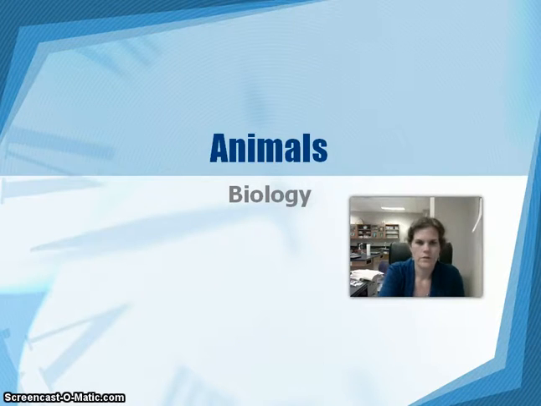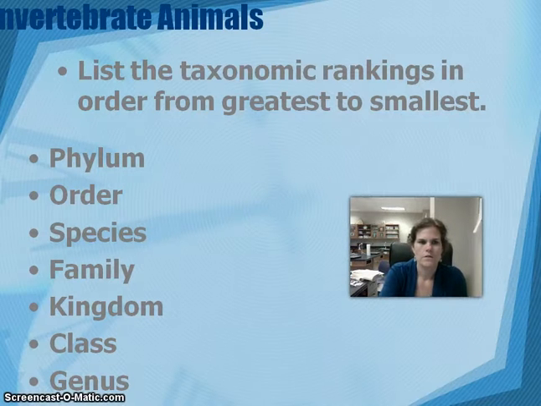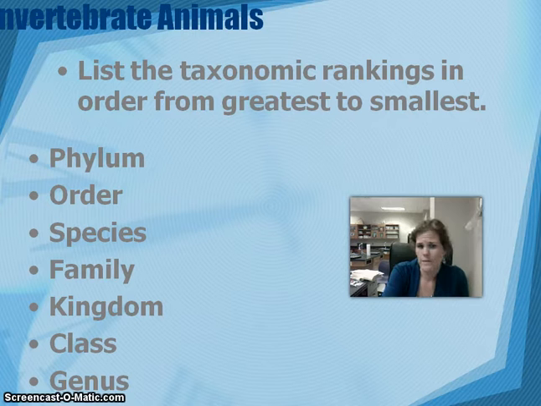So you should have your Invertebrate Animals packet in front of you. For the first thing I want you to do, you're going to list the taxonomic rankings in order from greatest to smallest. So you're going to look at this list and pick out the biggest one. You should be able to do this because you've done this before. You're going to put these in order from greatest to smallest.